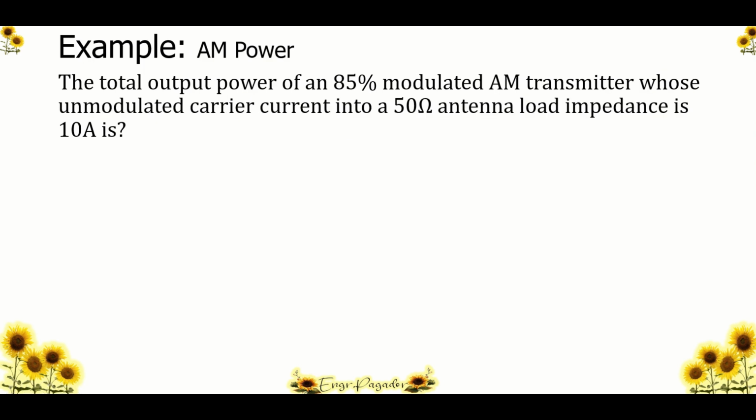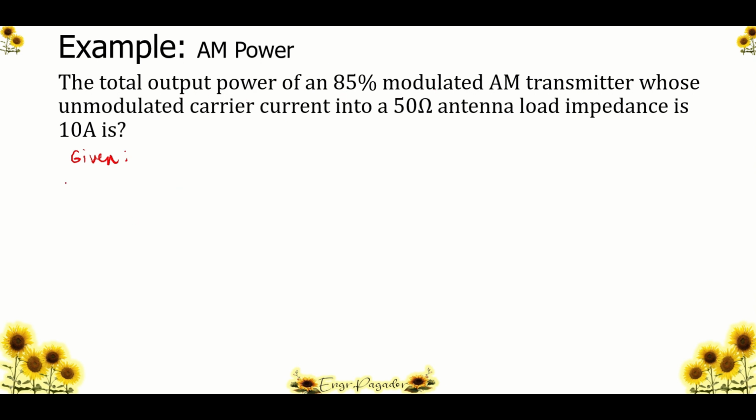Okay. The total output power of an 85% modulated AM transmitter whose unmodulated carrier current into a 50 ohm antenna load impedance is 10 ampere is, so the problem is asking us to compute for the total power. So ano ba yung given natin? Can we use the formulas na ginamit natin for the previous examples? So let's see.